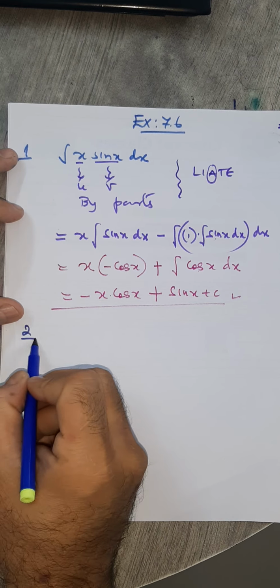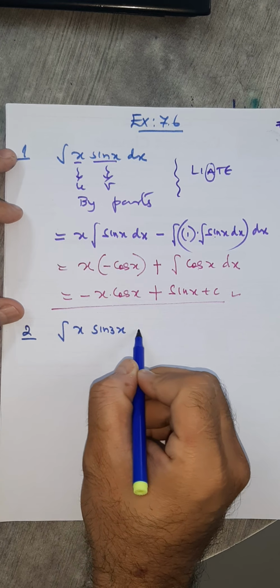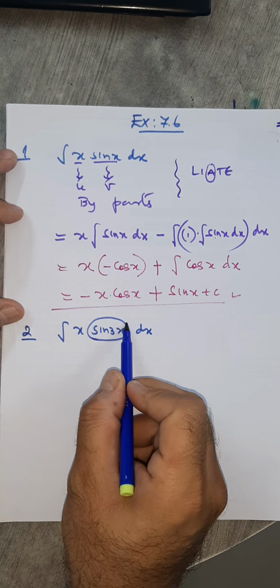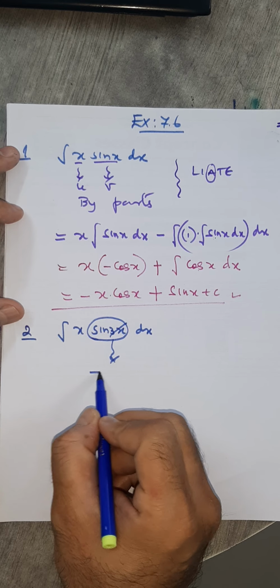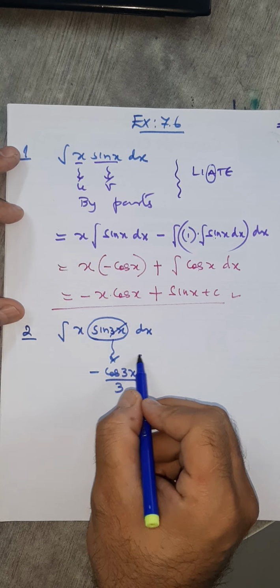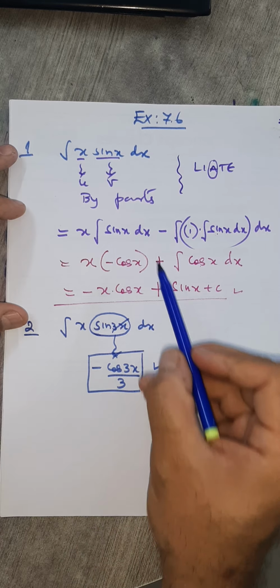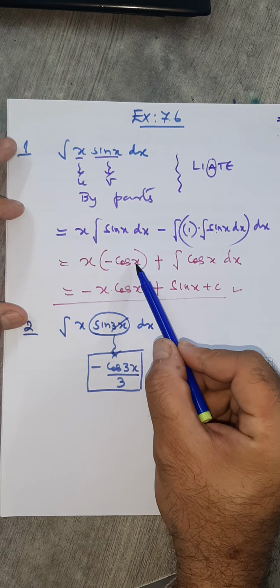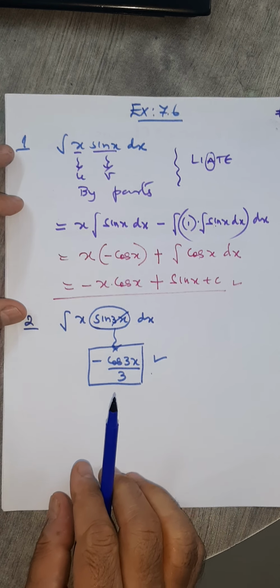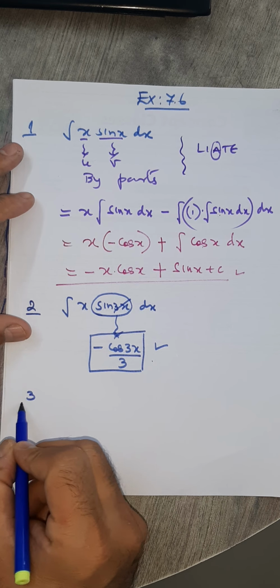Question number 2 is same question. You have integral of x sine 3x. The only one thing you need to keep in your mind, when you integrate sine 3x, then this is linear function. So you have minus cos 3x by 3, remember, upon the coefficient of x. Keep this in your mind and do as I did here. Here directly you wrote integral of sine as minus cos. But in case of sine 3x, you have minus cos 3x by 3.